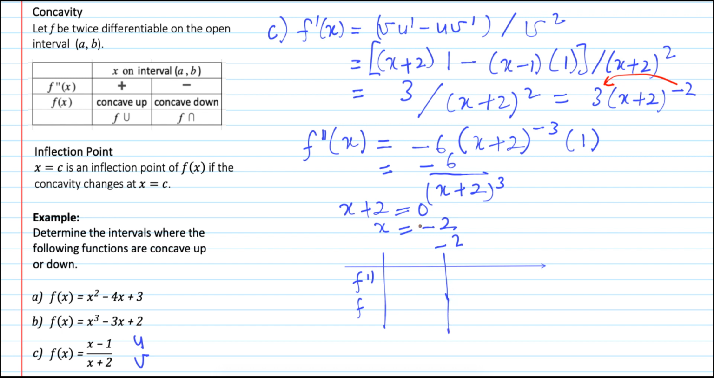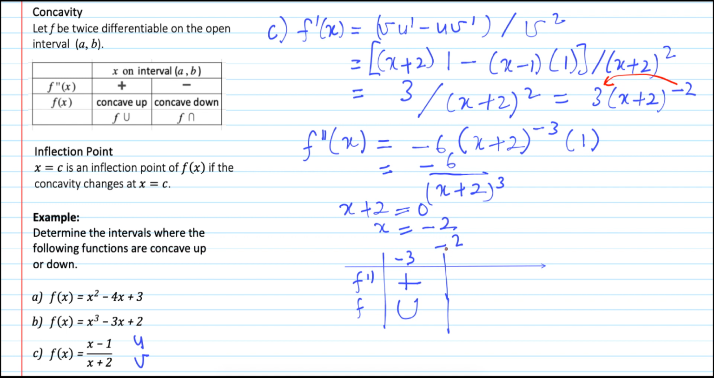Choose a number that is less than minus 2, for example minus 3, substitute into the second derivative. Minus 3 plus 2 is minus 1. Minus 1 cubed is equal to minus 1. Minus 6 over minus 1 is positive. So in here you have a positive number. So f is concave up for x less than minus 2.